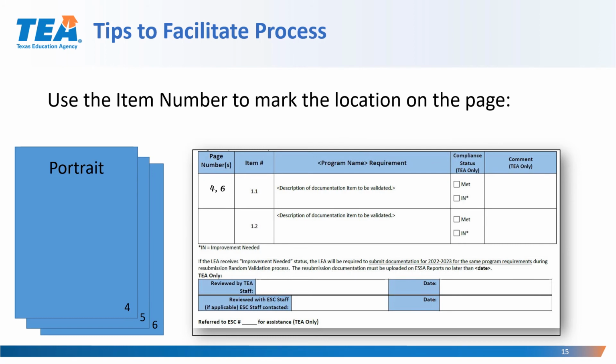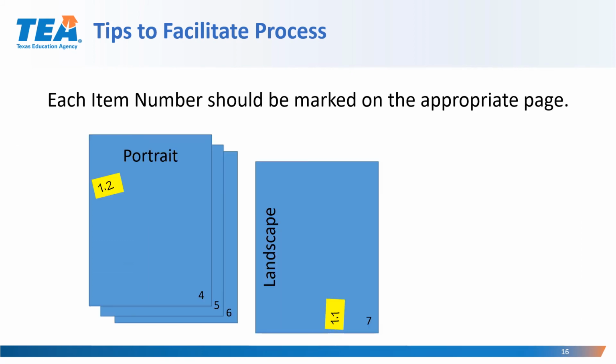Use the item number to mark the location on the page. For example, if your documentation for item 1.1 is found on pages 4 and 6, here you can see that for page 4 you would write 1.1 on the page where the documentation can be found for item 1.1. Each item number should be marked on the appropriate page as noted here.